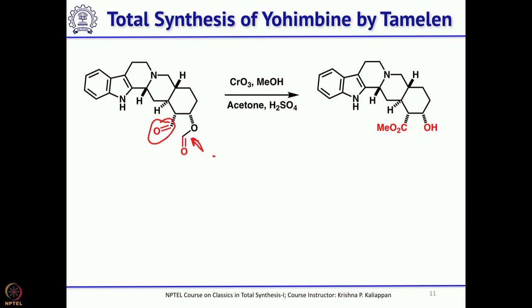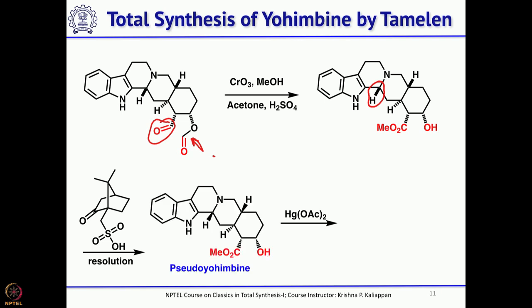So now if you look at this structure, it has almost everything in place except this stereocenter. This stereocenter should be opposite. So that is one thing. Second, if you want optically pure Yohimbine, then you have to resolve. So the resolution was done by treating with camphor sulfonic acid. With camphor sulfonic acid, first we got pseudo Yohimbine. Why is it called pseudo Yohimbine? As I said, the stereocenter is opposite at this carbon.